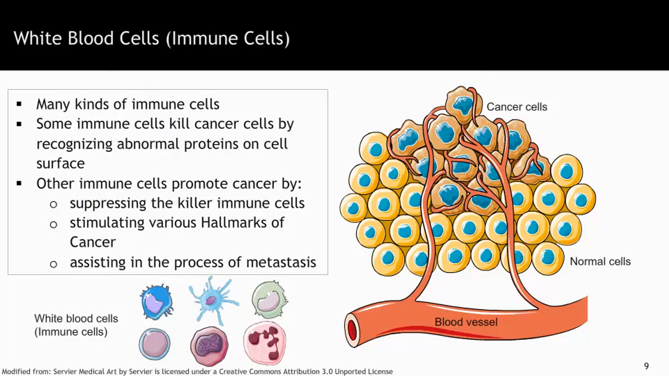White blood cells, or immune cells, have long been known to have a complex relationship with cancer. There are many different types of immune cells, from T cells and B cells to macrophages and platelets, and some immune cells actually have anti-cancer properties that can kill cancer cells due to their abnormal shape or expression of abnormal proteins on their surface. On the other hand, some immune cells have pro-cancer properties and have been shown to actually suppress fellow immune cells and also to travel with cancer cells into the bloodstream during metastasis, as an example.